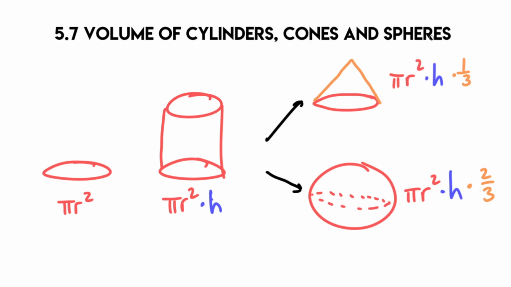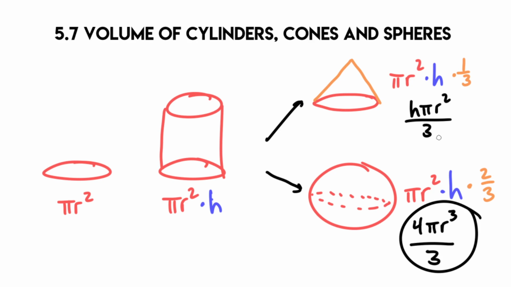The last thing I want to say is that if you were to look these things up online, these are going to look very, very different. For example, this one is probably going to look something like h pi r squared divided by 3. And then this one down here is going to look really weird to you. It's going to look like 4 multiplied by pi r cubed divided by 3. And I want to say that this and this can be used.